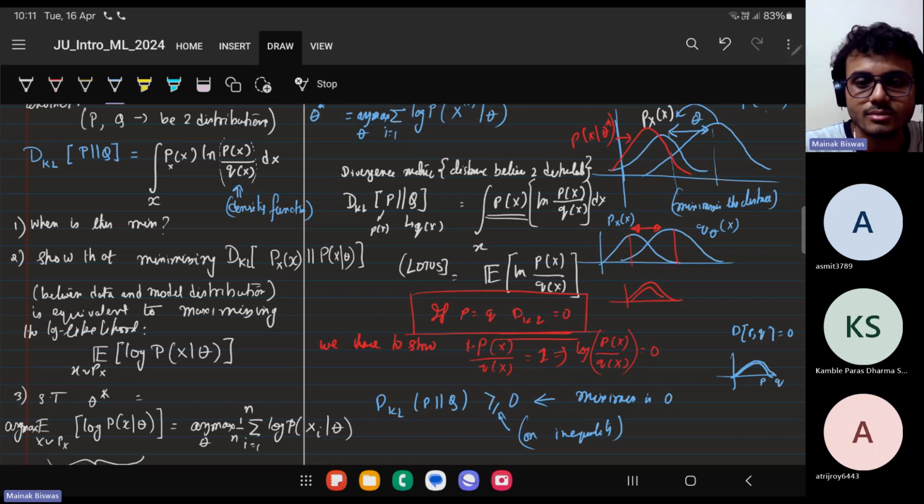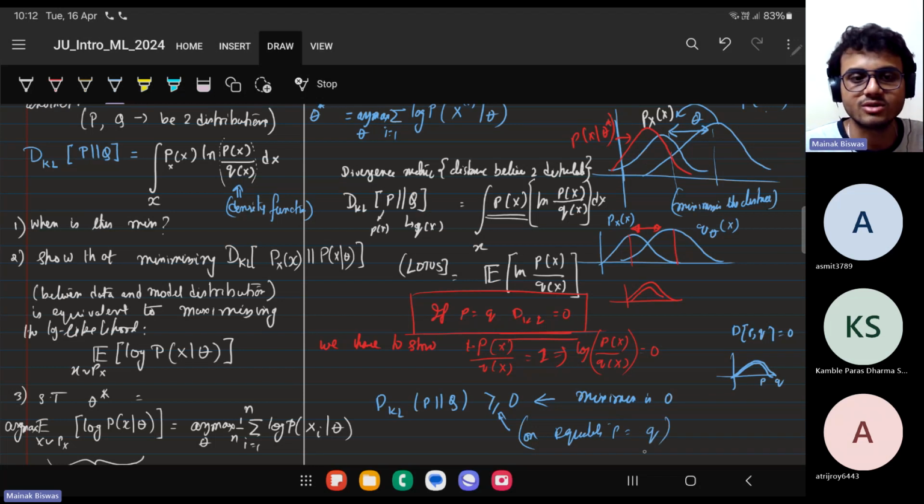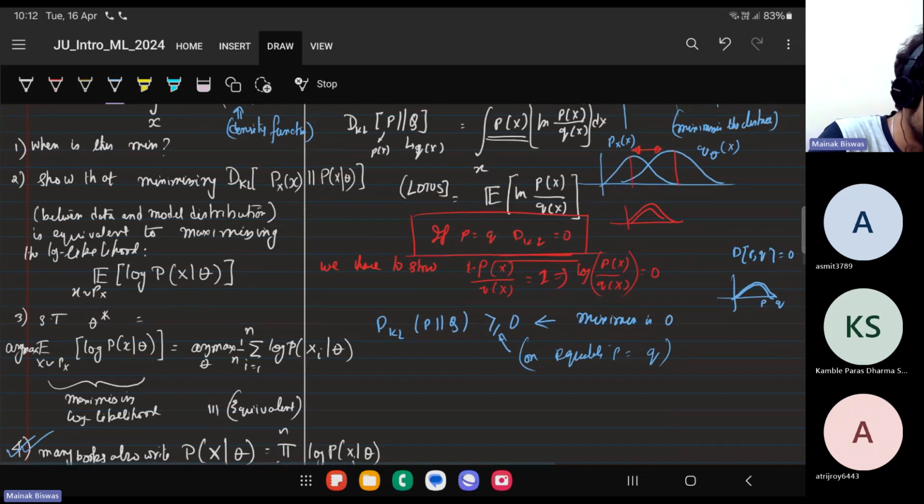Any questions on equality of P equal to Q? And anything not equal will have larger distance. That should be the characteristic. Okay, so now let us show how this happens.